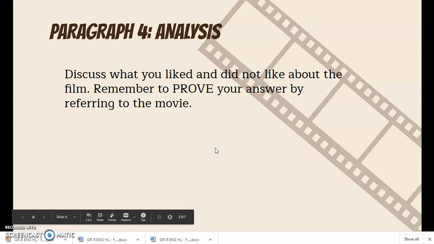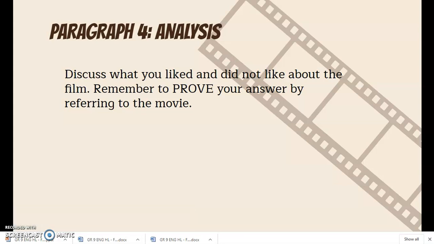Paragraph 4 is your analysis. Here you are going to discuss what you liked and did not like about the film. Remember to prove your answer by referring to the movie itself. So you're not going to say, oh, it was so boring. No, you can say it was a boring storyline because it was like any other teen movie. Very predictable, and we knew they were going to end up together. Instead of just saying it's boring.